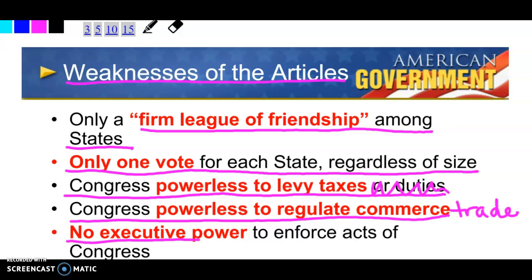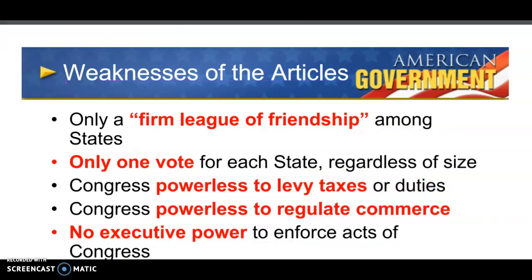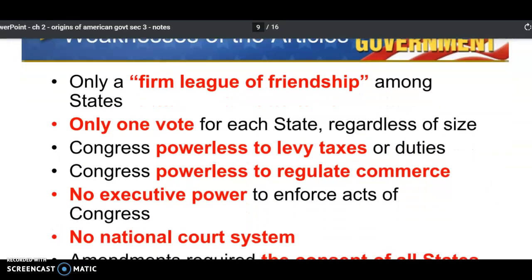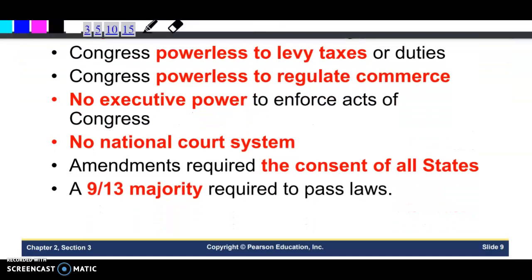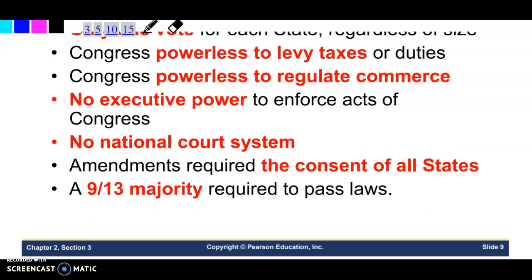There was no executive power to enforce the acts of Congress. So that was a problem. Even though Congress said these are the rules, there was no actual power to make the states agree and follow those rules. They just said they would. There was no national court system. There were only state court systems.